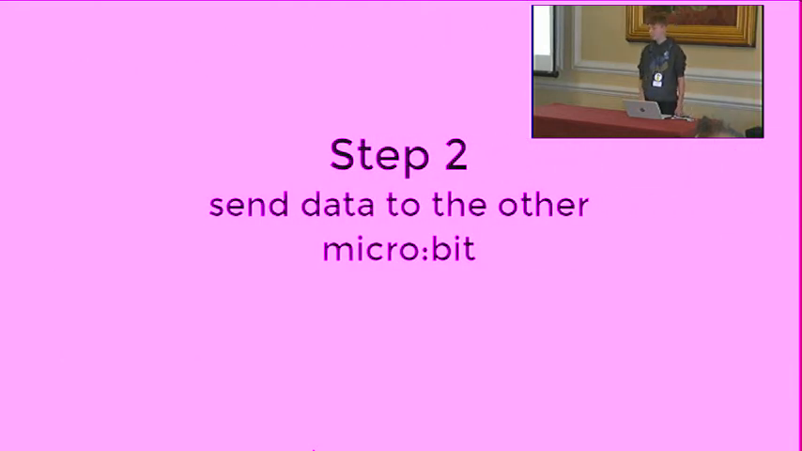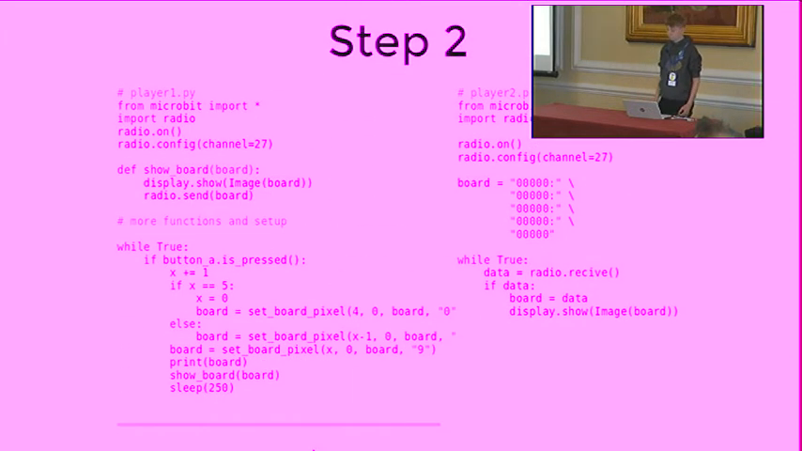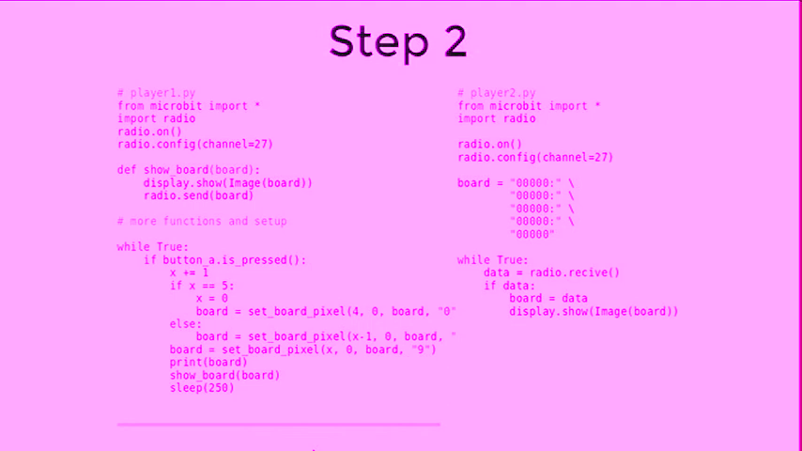So you don't really want to be playing by yourself. It can get quite boring. So you've got the player 1 and your player 2 code. And player 1 has the function show board. And whenever he updates his own board, he'll send that data over radio to his friend. That just gets the data, updates his board, and outputs it to his LED matrix. And you can see that being used there.